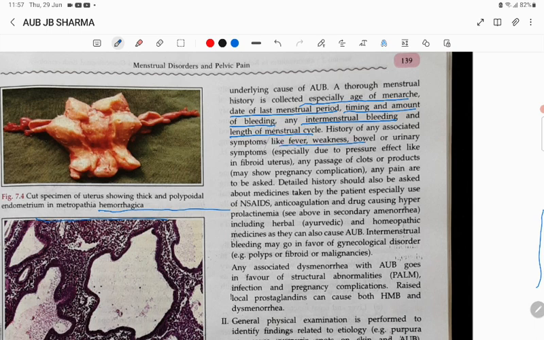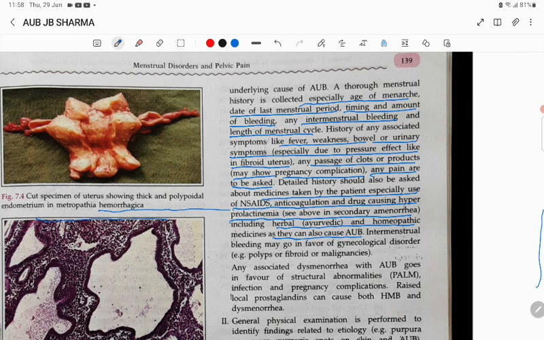Why are you asking about fever and weakness? For PID, anemia, and bowel and urinary symptoms, especially due to pressure effect like in fibroid uterus. Also ask about passage of clots, products of conception, pregnancy complications, and any pain. Medication history should also be taken, especially use of NSAIDs, anticoagulants, drugs causing hyperprolactinemia, including herbal, Ayurvedic, and homeopathic medications. They can also cause AUB.